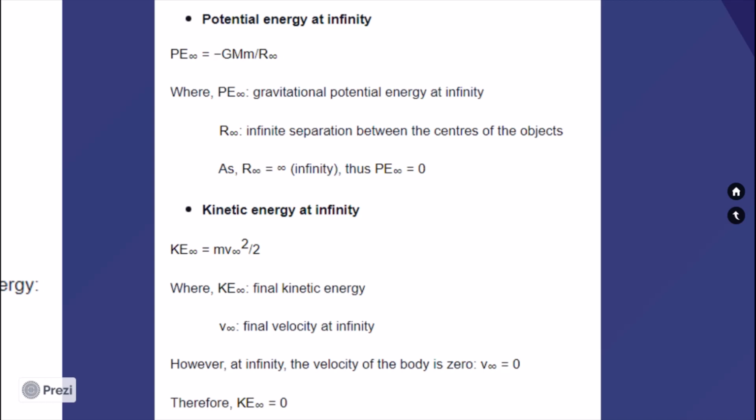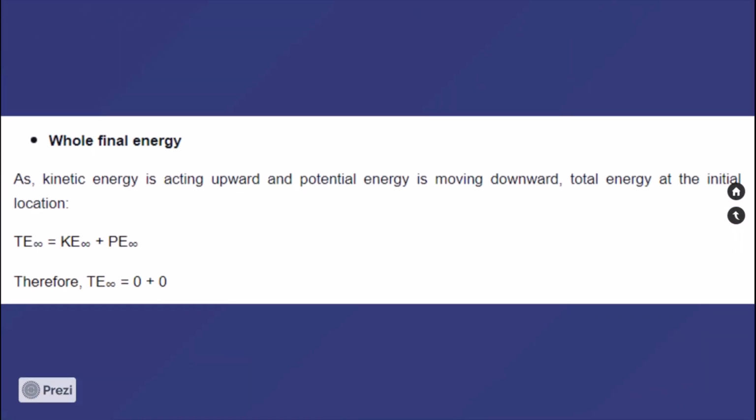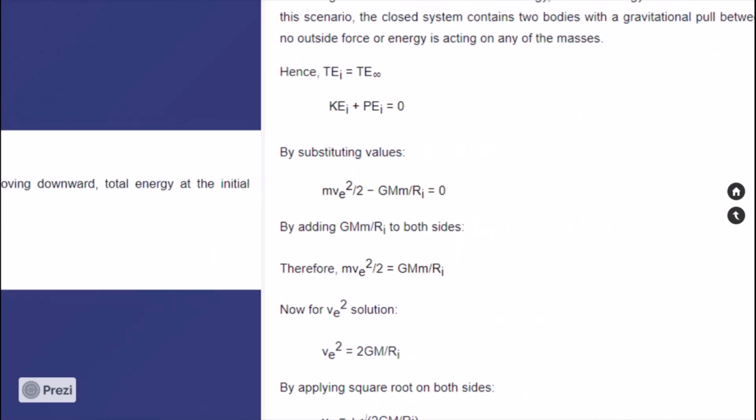Similarly, the kinetic energy of the body at infinity would be equal to half m v infinity square, which in turn is equal to 0 because the velocity of the body at infinity is equal to 0. Therefore, the total energy of the body at infinite point would be equal to 0, as the kinetic energy and the potential energy of the body at infinity is equal to 0.